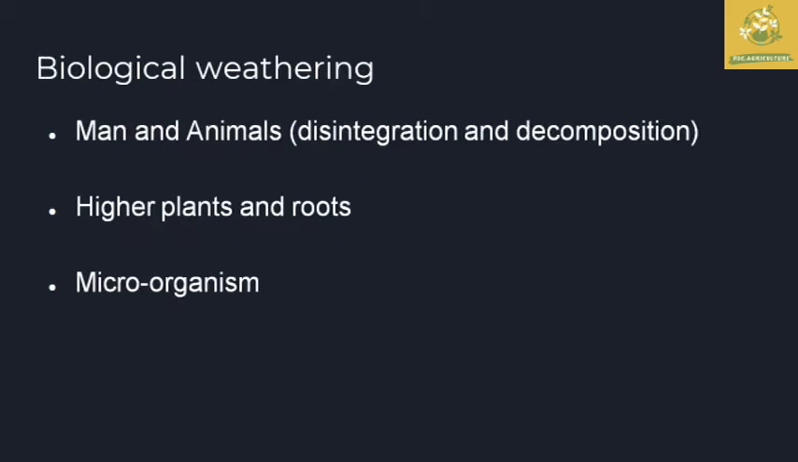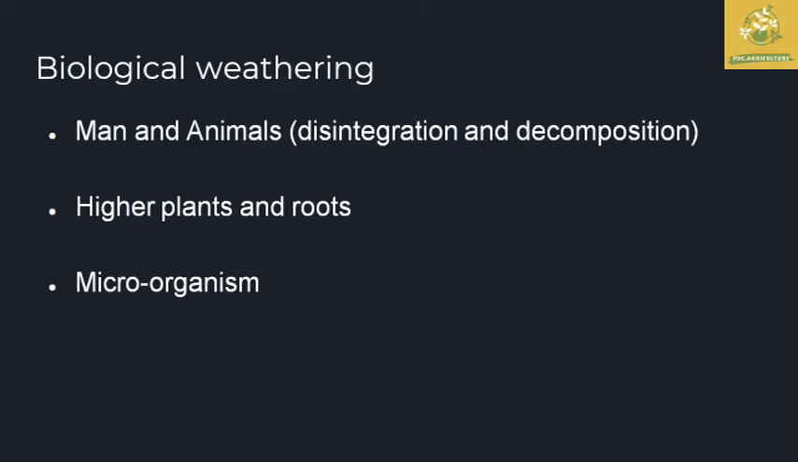And another process is biological weathering. While seeing about biological weathering, even man and animals also do biological weathering through artificial means. So it is said to be both a disintegration as well as a decomposition process made by man. And higher plants, roots and soils also help increase the weathering process.